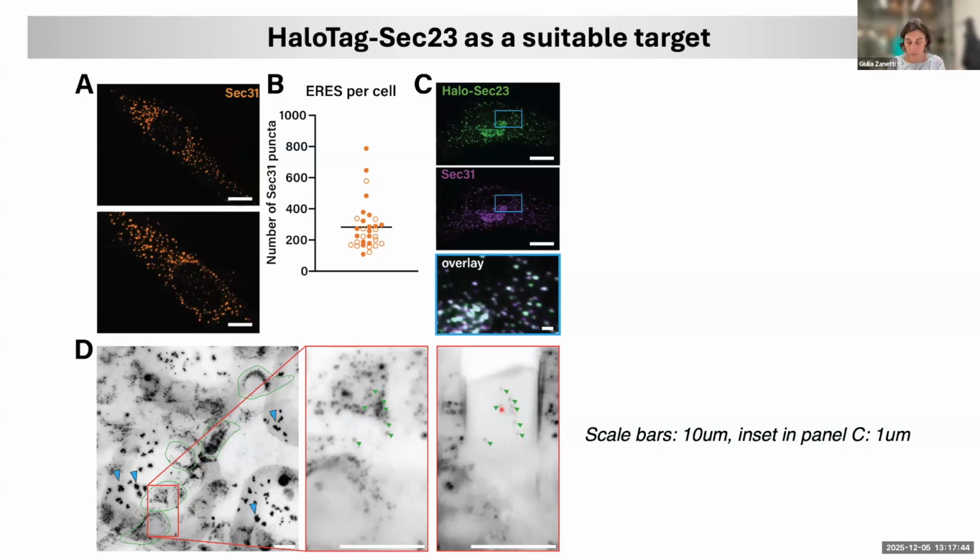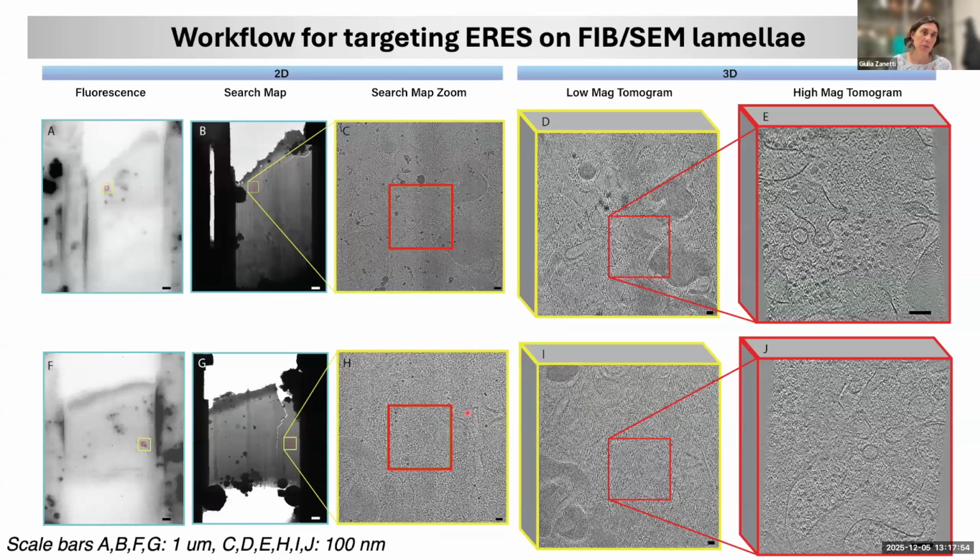And this is how things would work in an ideal world, and that's how things work in our mind, according to our original plan, which we had to modify a little bit, because unfortunately, the correlation between the fluorescence signal and the TEM map is not accurate enough for what we wanted to achieve for such small structures as the ER exit sites. So here you can see in panel A, these are just two examples.